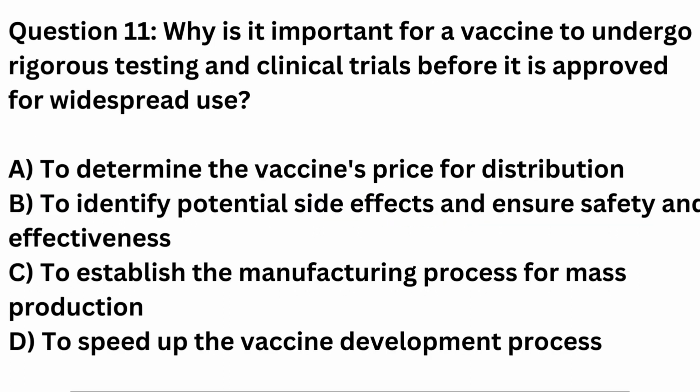Question 11. Why is it important for a vaccine to undergo rigorous testing and clinical trials before it is approved for widespread use? A. To determine the vaccine's price for distribution. B. To identify potential side effects and ensure safety and effectiveness. C. To establish the manufacturing process for mass production. D. To speed up the vaccine development process.